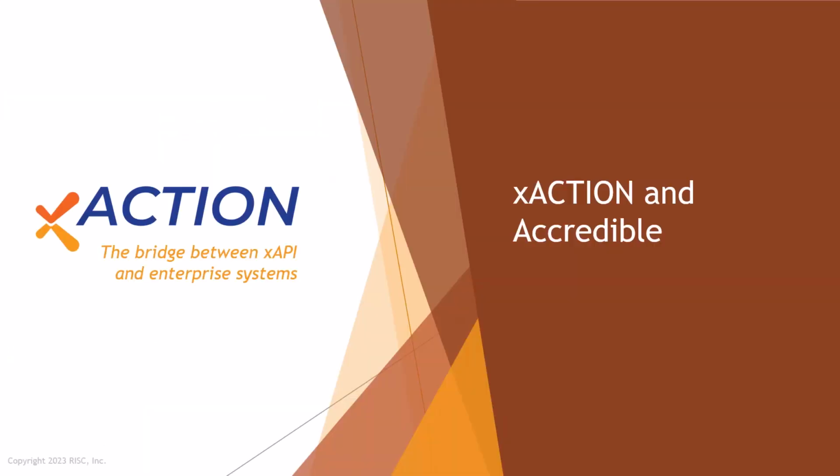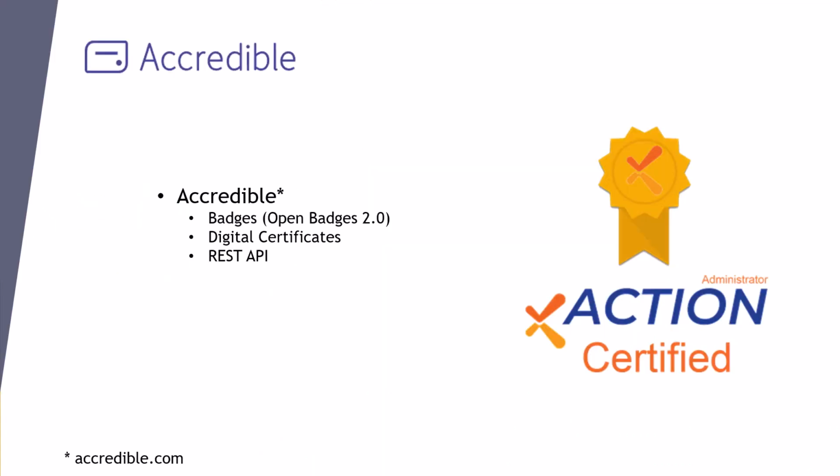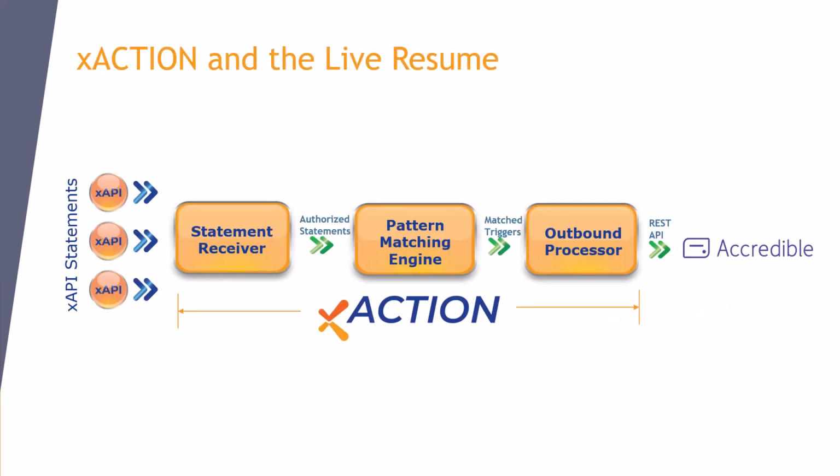Today we are going to look at how xACTION facilitates the integration of xAPI statements with a system that does not speak xAPI, Accredible. Specifically, we are going to look at how xACTION can be used to create a digital badge in Accredible. Accredible is a digital credentialing service providing digital badges that support the Mozilla Open Badges 2.0 standard. They also provide digital certificates. More importantly for us, Accredible has a full-featured REST API. In this video, xACTION is going to be the bridge between xAPI statements and Accredible's REST APIs.